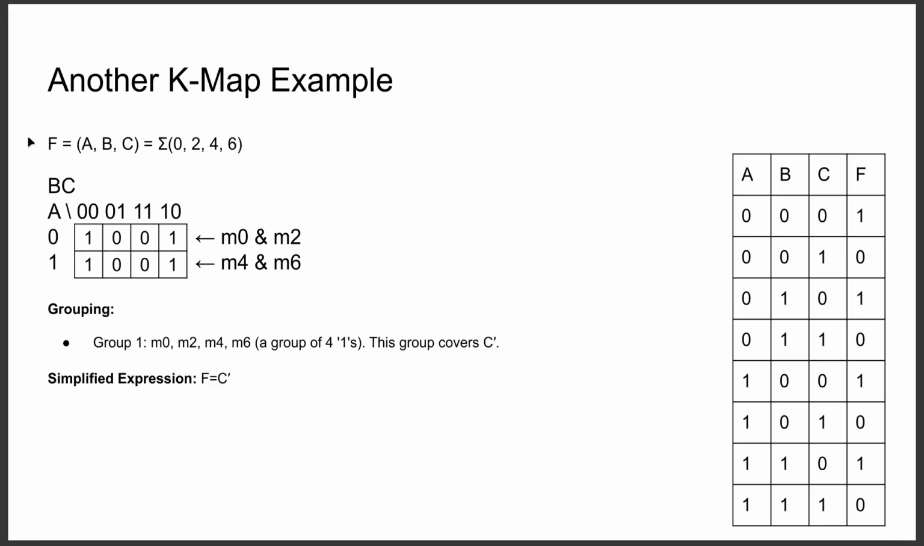Another K-map example. F equals F of A, B, C, where it's 1 for the minterms 0, 2, 4, and 6. You can see the truth table over here. So the Karnaugh map is constructed as follows. We get the minterms 0, 2, 4, and 6 being 1 here. So we group it as a group of 4 ones. So this one and this one, which covers C prime. Therefore, the simplification is F is equal to C prime.